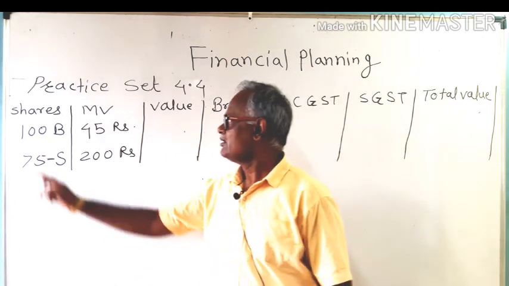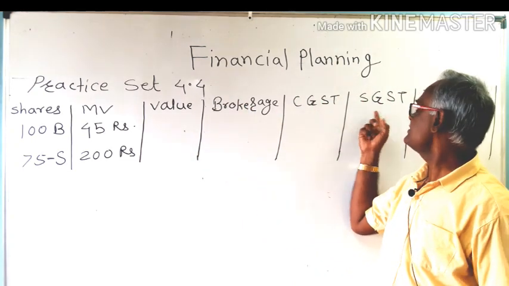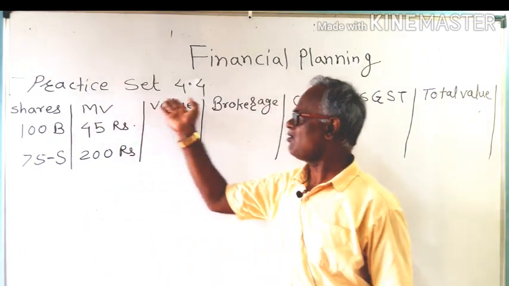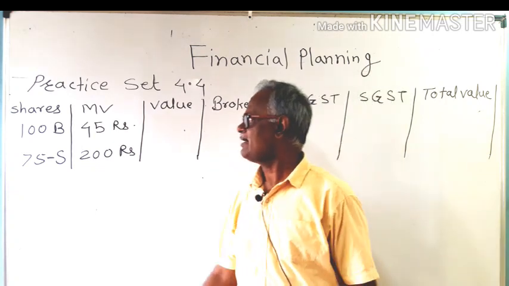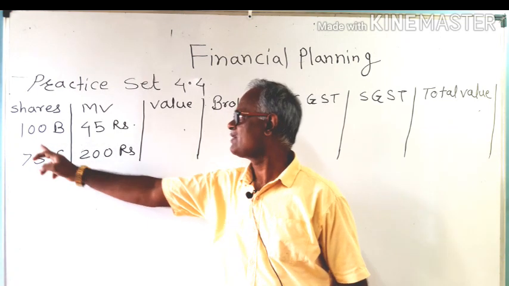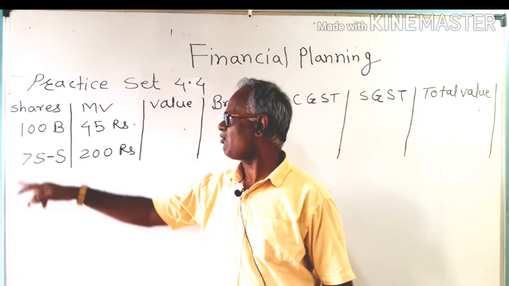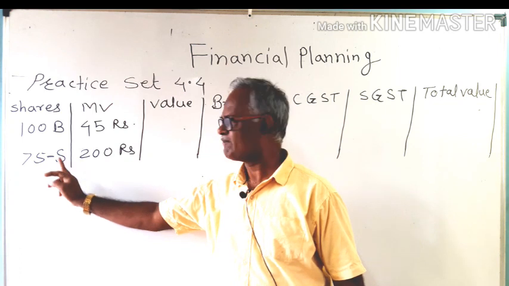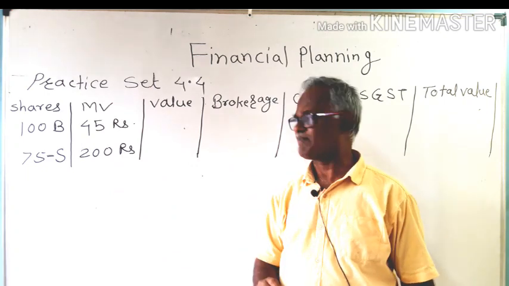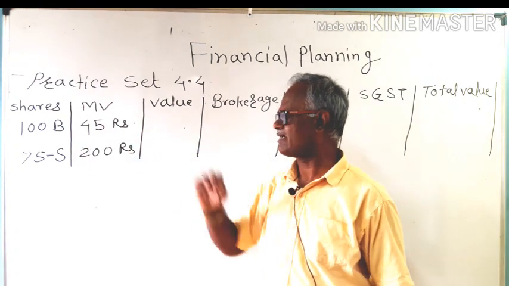Now see, shares, MV meaning market value, brokerage, CGST, SGST, all this concept we studied already, so no need to explain the meaning of these words. Now understand that a person buys 100 shares. B means buy, and the market value of a share is 45 rupees. Later on he sold, S for selling, 75 shares for 200 rupees each. Now let us first calculate the value of these shares as per market value.